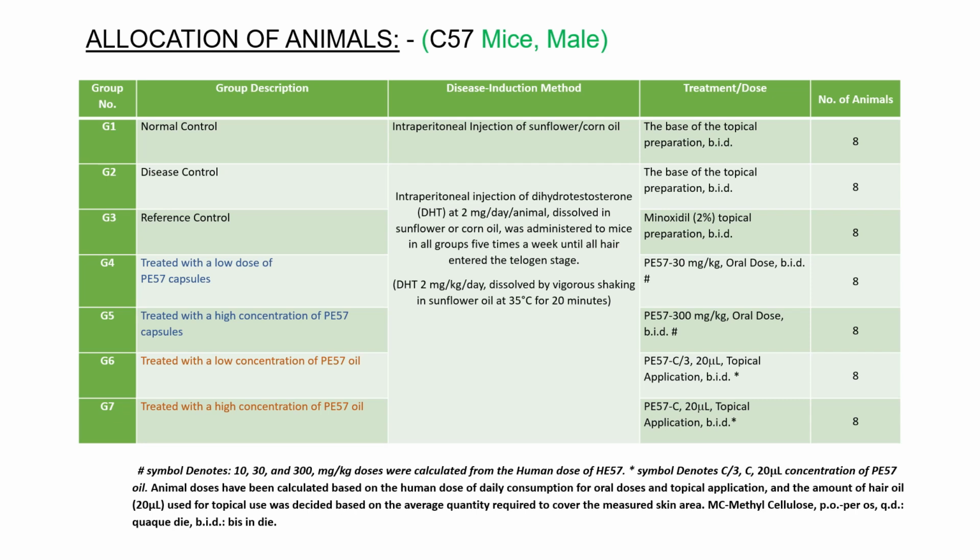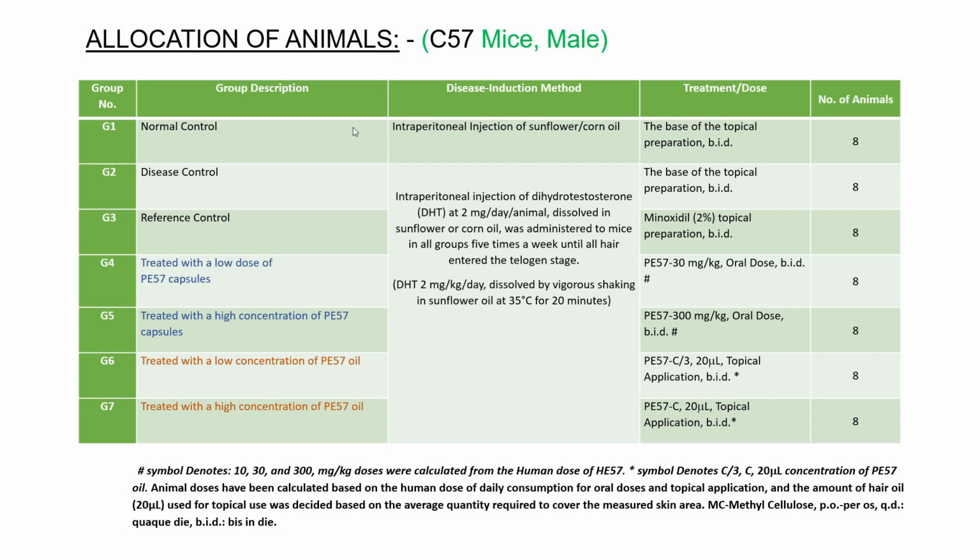Next we will see the treatment. Here you can see the base of the topical preparation, BID. Our standard drug is minoxidil 2% topical preparation, applied BID. And another, we have doses for P57 capsule: 30 mg per kg and 300 mg per kg oral dose BID. And next, we apply topically 20 microliters twice a day. We have taken 8 animals per group.